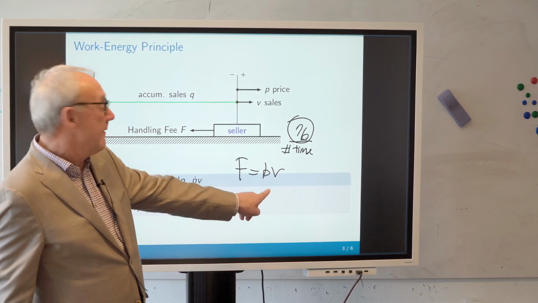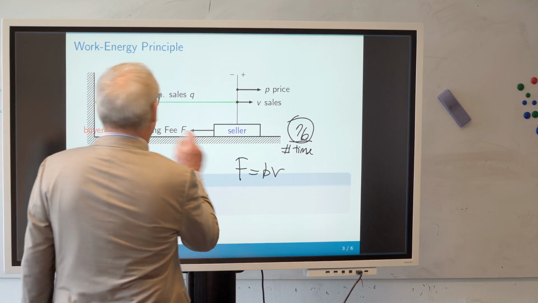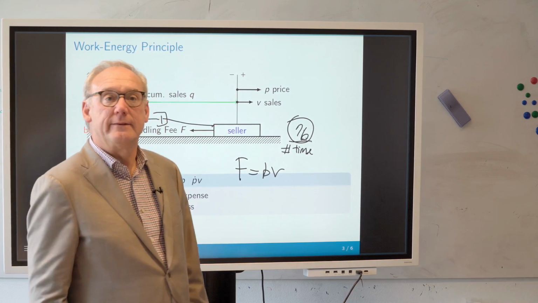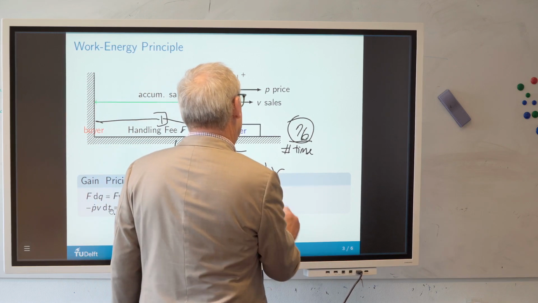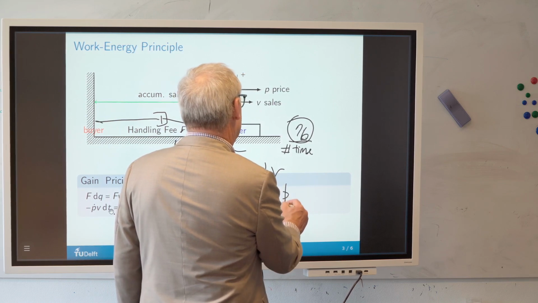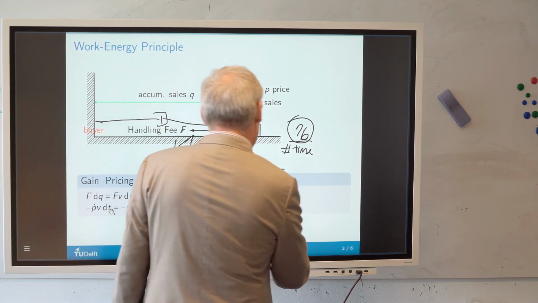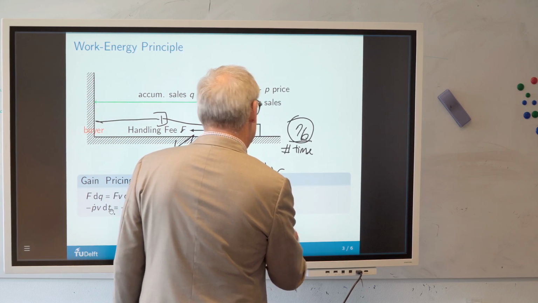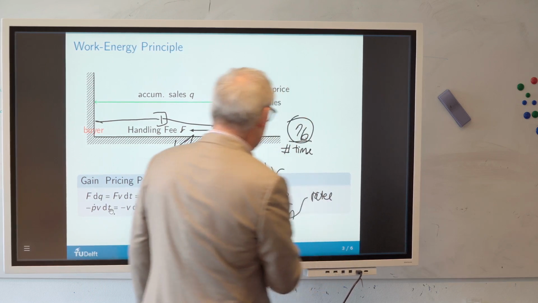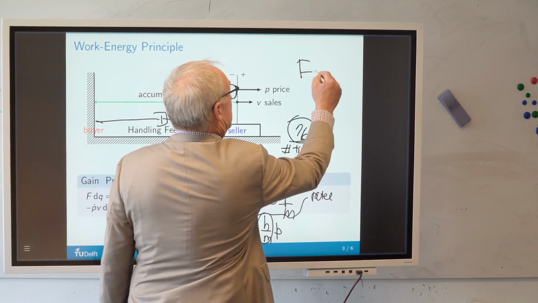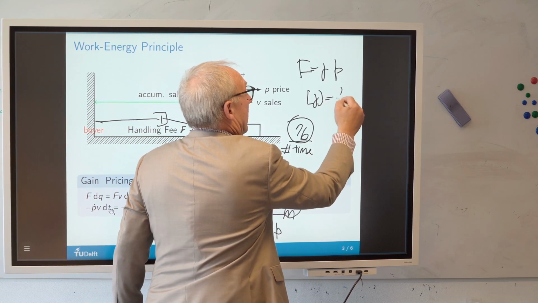So I don't have a constant handling fee. Now my handling fee depends on my output, or my sales, and there's a constant of proportionality. So now I have just a damper here. Eliminate the other thing from your mind. Then I could say this is equal to B, and what is this V? Well, that's P divided by M, because I'm looking at this mass here. And that is equal to B divided by M times P. And this thing is sometimes called the premium rate. Because what are the units of this? If you rewrite this as F equals B divided by, I'm going to call it gamma, times P, you will see that the units of this thing are 1 over time.